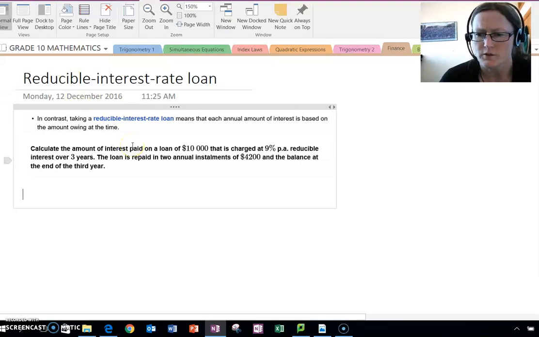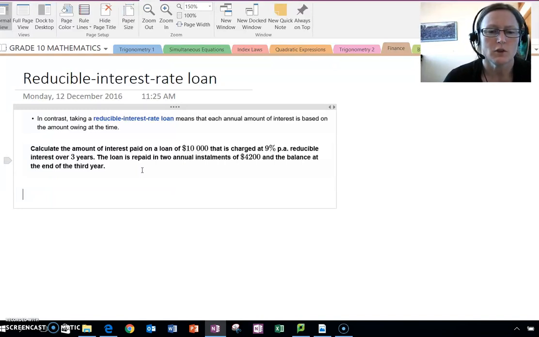Okay, in contrast to our flat rate loan, which we've looked at previously, a reducible interest rate loan means that each annual amount of interest is based on the amount owing at a particular time. Again, probably easier to look at with a specific example. So you've got a loan of $10,000 and you're charged 9% per annum reducible interest over 3 years. The loan is repaid in 2 instalments of $4,200 and the balance at the end of the 3rd year.